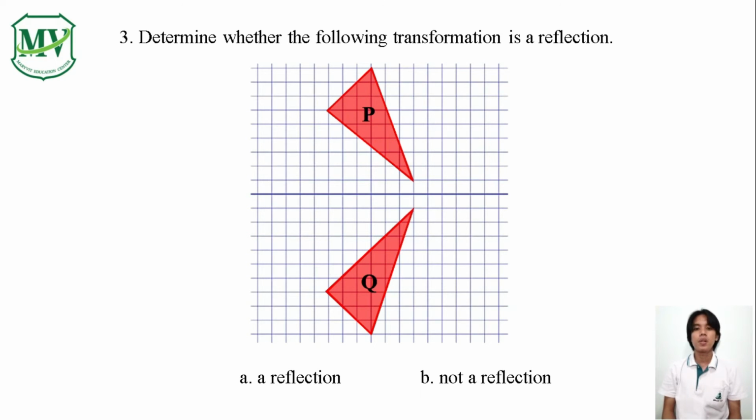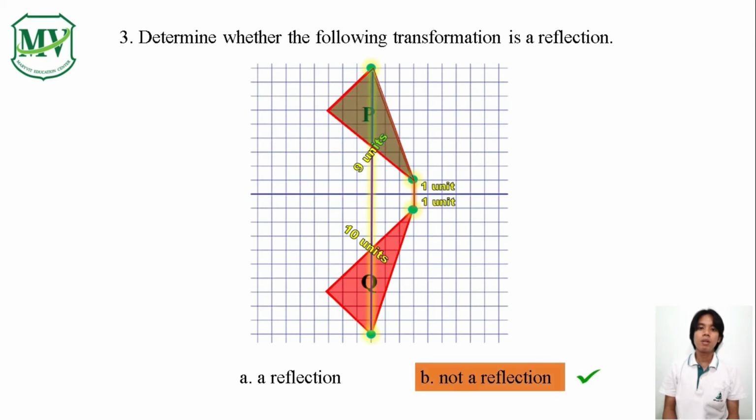In this problem, we are going to determine whether the diagram is a reflection or not. Let's start by counting how far away the vertices are from the axis of reflection. That's 1 unit away. Its corresponding vertex is also 1 unit away. The next vertex is 9 units away from the axis of reflection, but its corresponding vertex is 10 units away. They are not equidistant. That only means that the diagram is not a reflection.